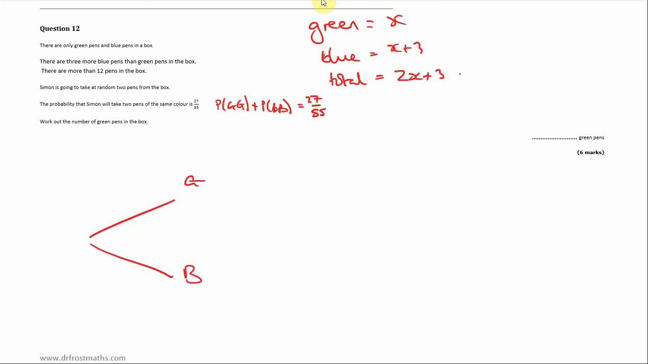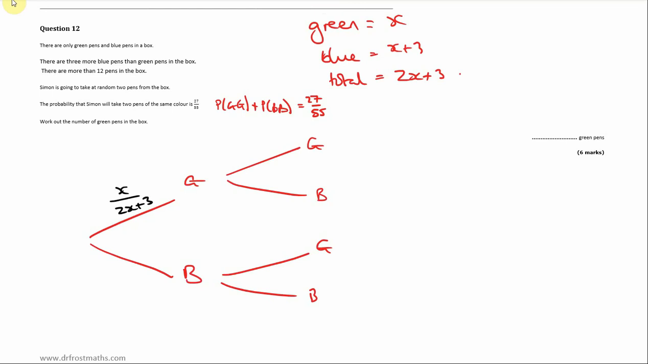So green, blue, green, blue, green, blue. I'm going to get a different colour to draw these on, because if I'm drawing a lot on it might get a bit messy. So the probability of green is green over the total. Probability of blue is blue over the total.